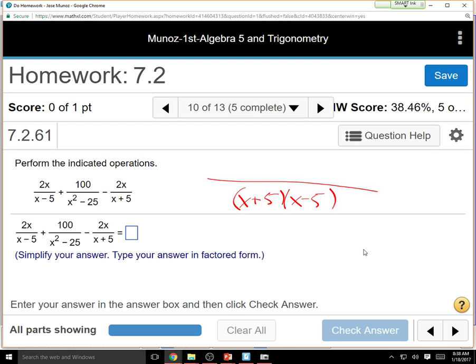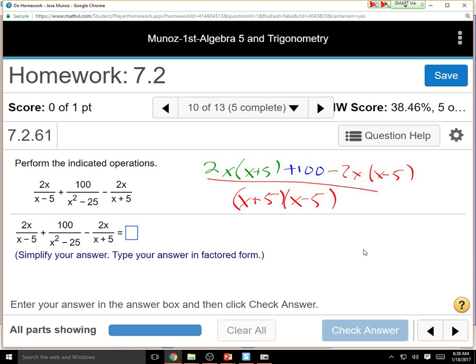Let's start with the first one. 2x. What did it not have in its denominator? It didn't have the x plus 5, right? So I'm going to multiply by x plus 5. Then I'm going to go plus 100, which is the next term. Well, both of those were in its denominator, right? So it doesn't change. And then finally, minus 2x. What was not in its denominator? X minus 5. The x minus 5.